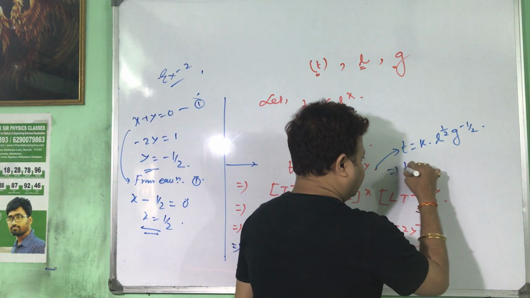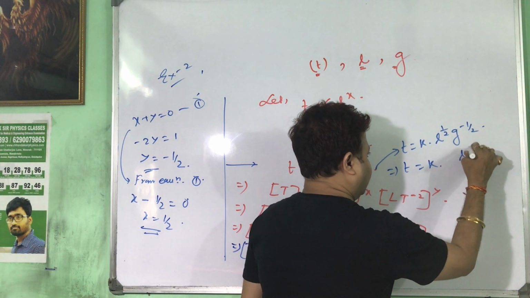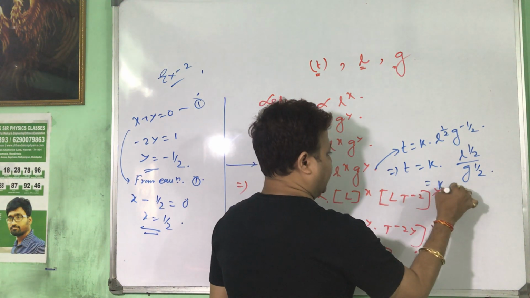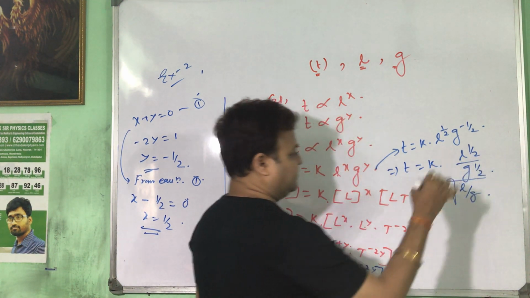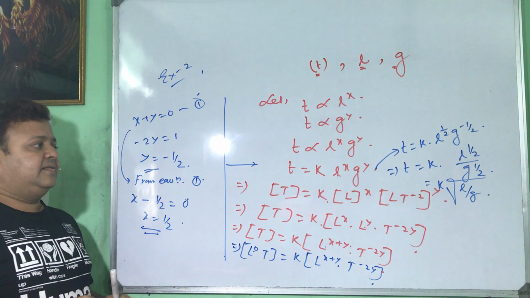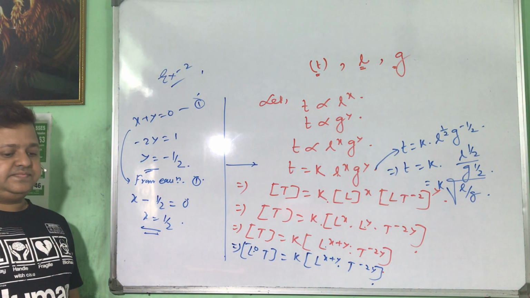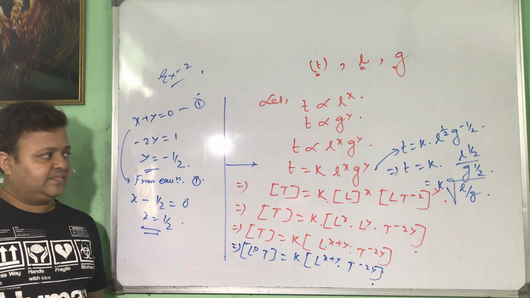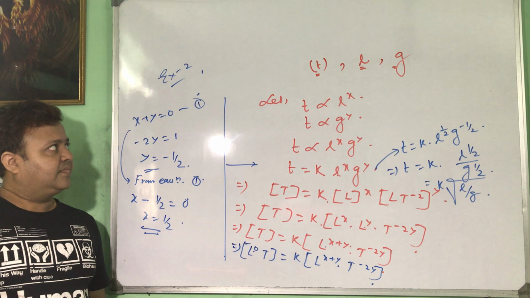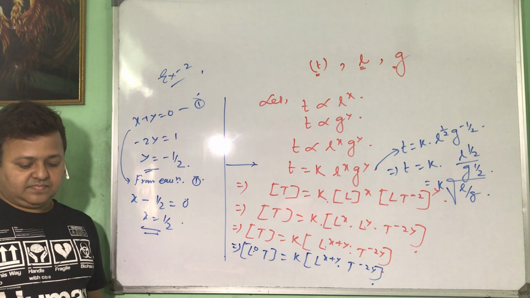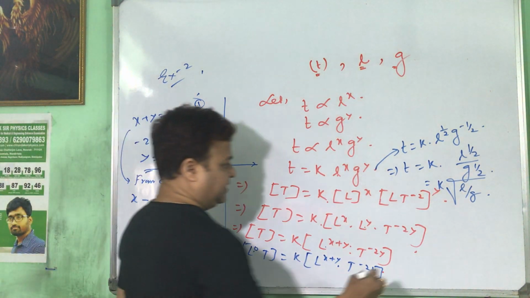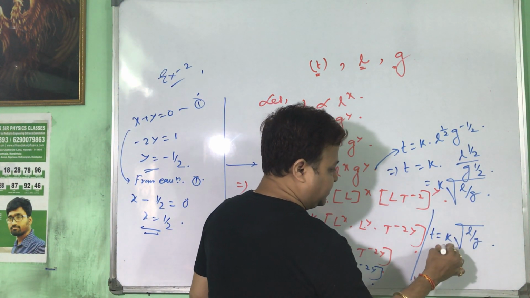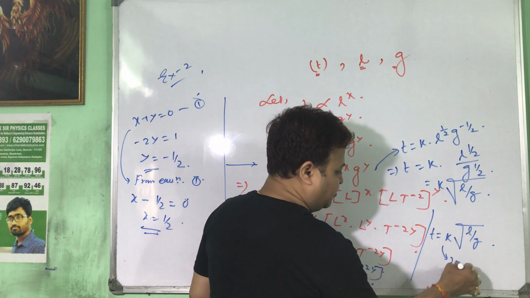Or K into L to the power half by G to the power half, or K into root over of L by G. So ultimately the relation is T equal to K into root over of L by G, but experimentally the value of K is 2 pi.